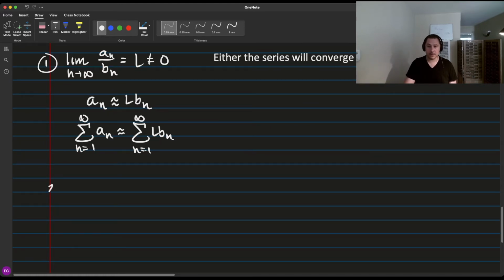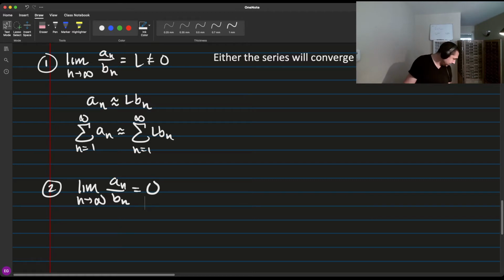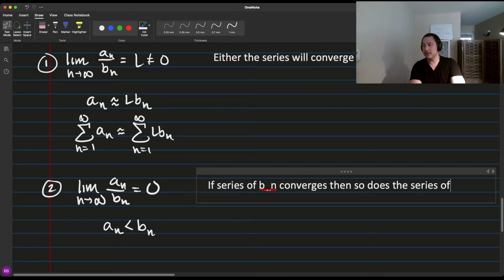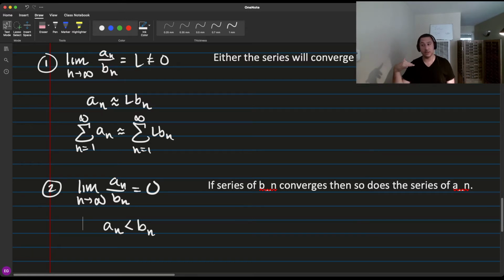So let's call that case 1. What about case 2? So let's look at the limit of the ratio. Let's say that the limit is equal to 0. If the limit is equal to 0, that means the term on bottom is large compared to the term on top. The BN's are greater than the AN's. So what does that mean? Well, we can use the comparison test. If the series of BN converges, then so does the series of AN. And that's what we can say. So if the limit of the ratio is equal to 0, that means the terms on bottom are larger. If the larger term converges, then so does the smaller term.